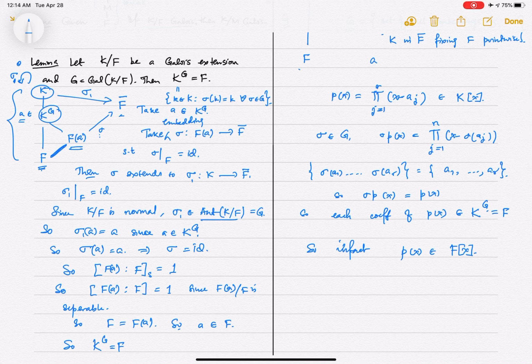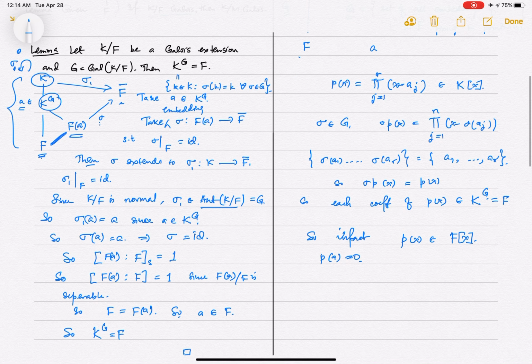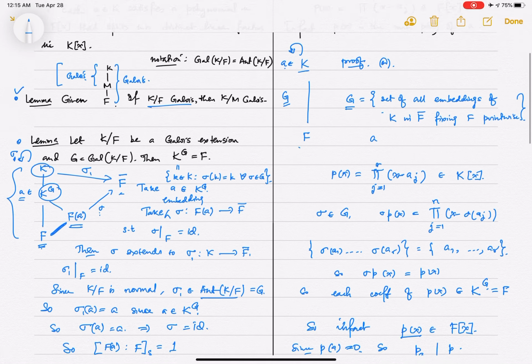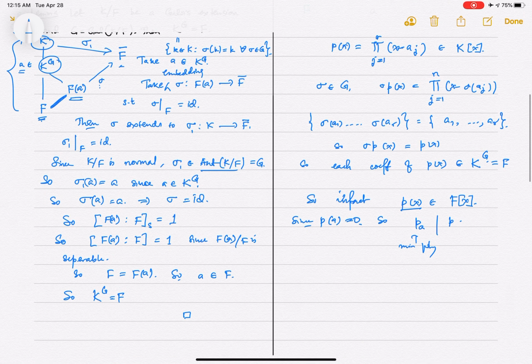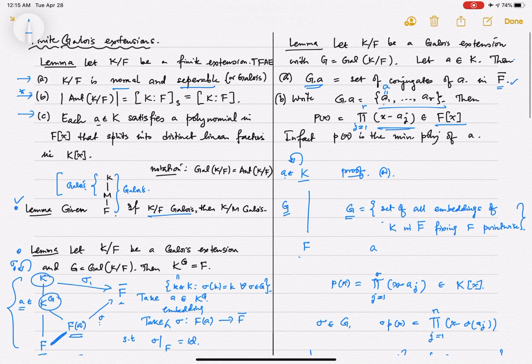But now, of course, P(A) is 0, because A1 is already A, and if you substitute A1, you get 0. So A satisfies this polynomial, so the minimal polynomial divides P. But on the other hand, all the roots of P are just conjugates of A. So they are all distinct conjugates of A. Each root of P is a conjugate of A. So each of these factors are also factors of the minimal polynomial, because the roots of the minimal polynomial are exactly these conjugates. So P divides P sub A. So P is P sub A. Okay, so that's why this thing is the minimal polynomial of A.